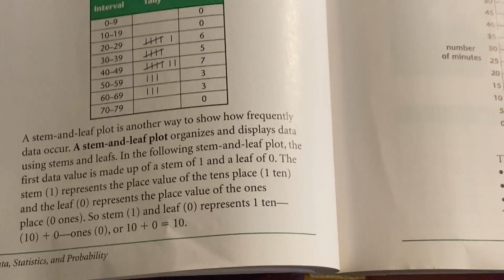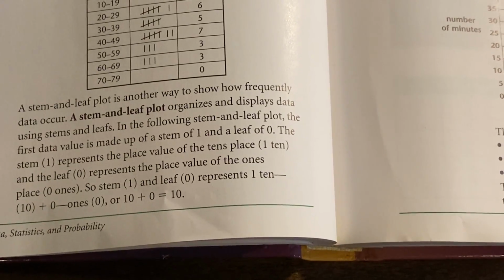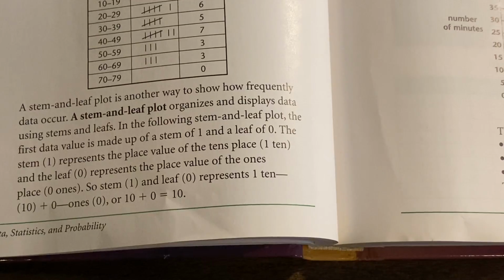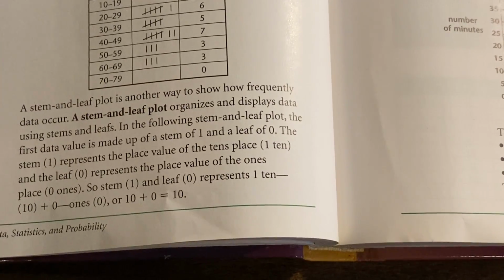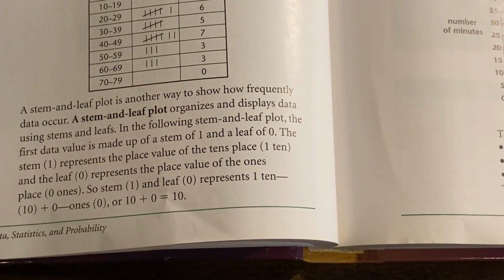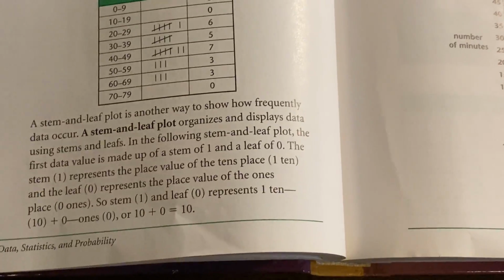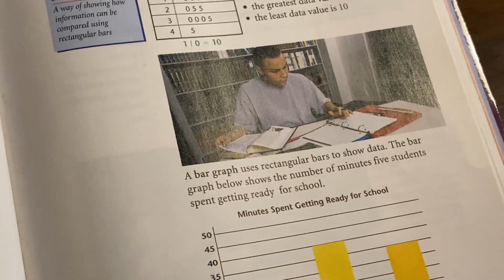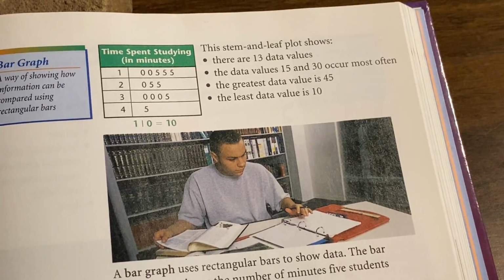So I'm going to read the definition of this first. A stem and leaf plot organizes and displays data using stems and leaves. In the diagram that we're going to look at, the first data value, well, I'm not going to read all that now. Let's just go over to our stem and leaf plot.